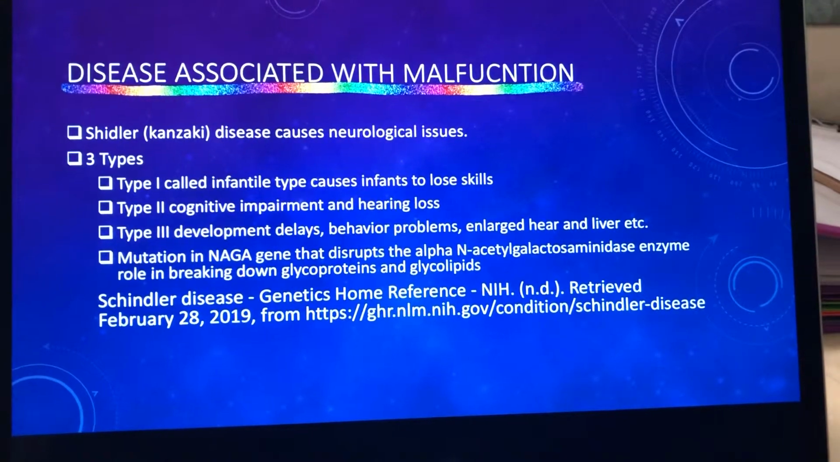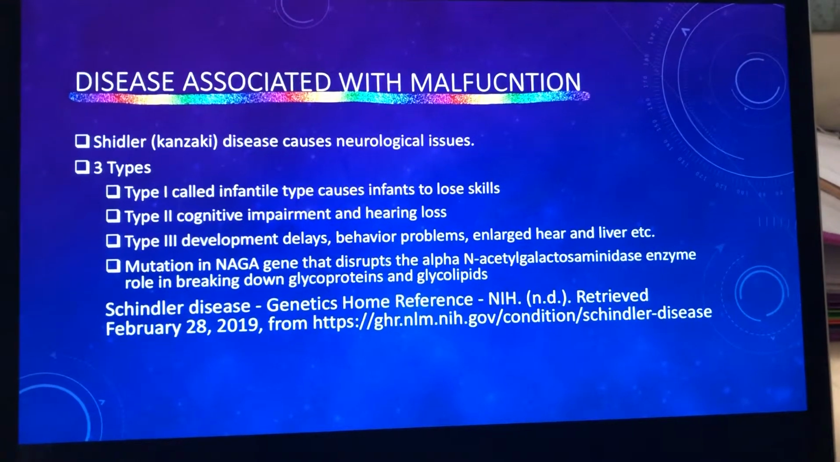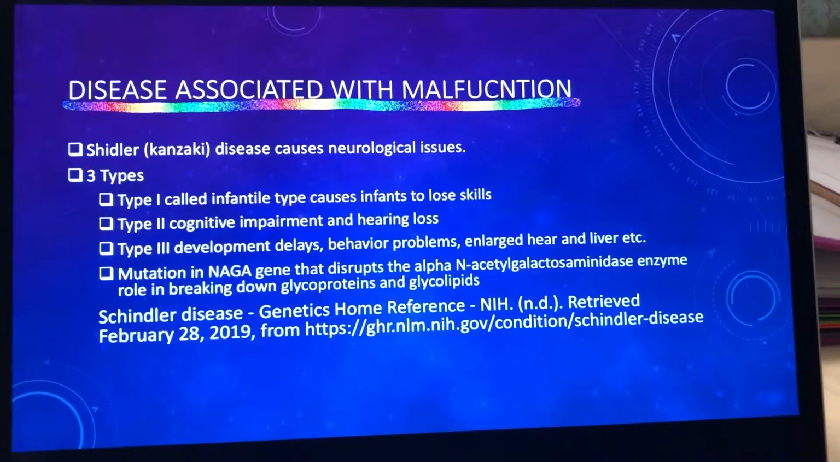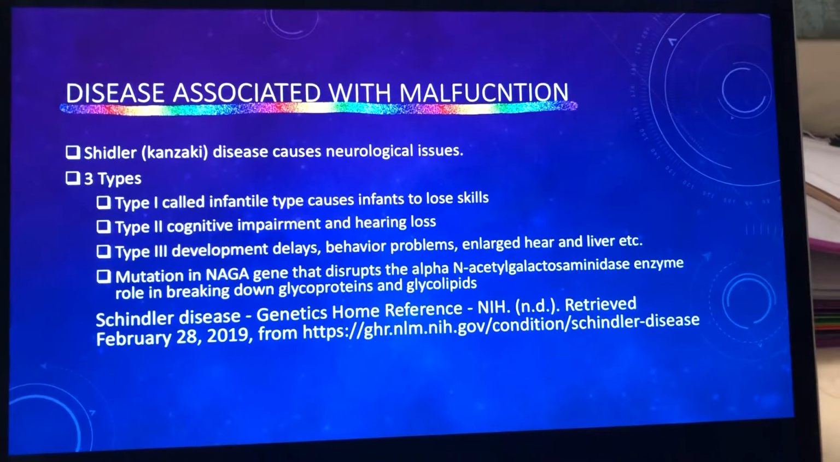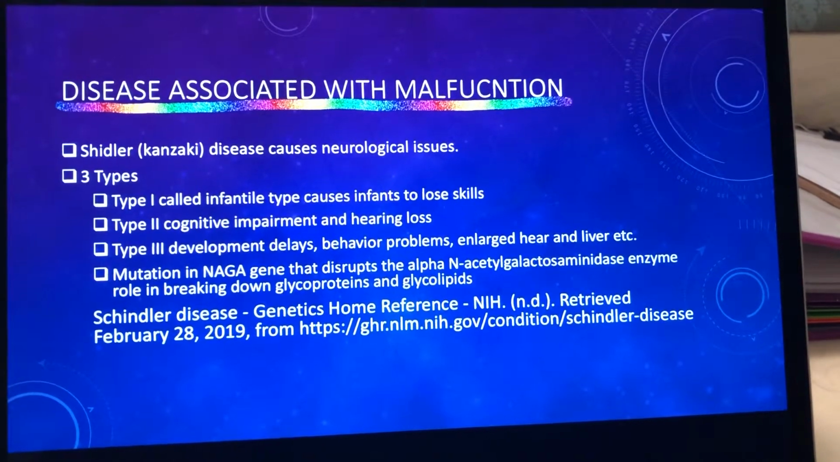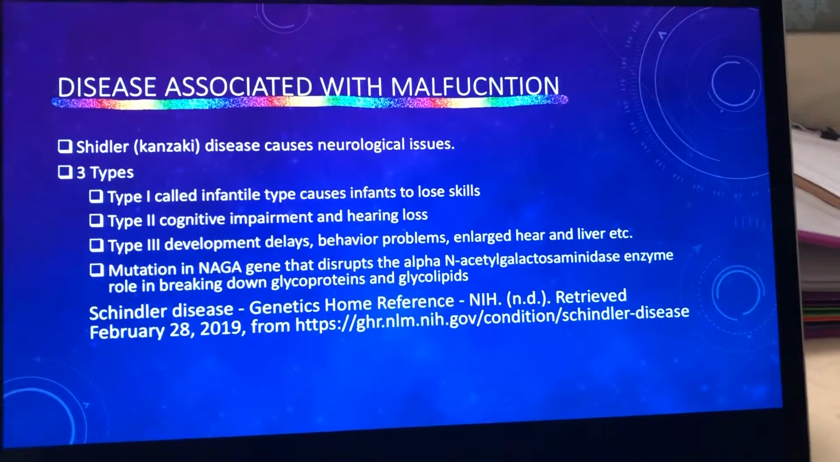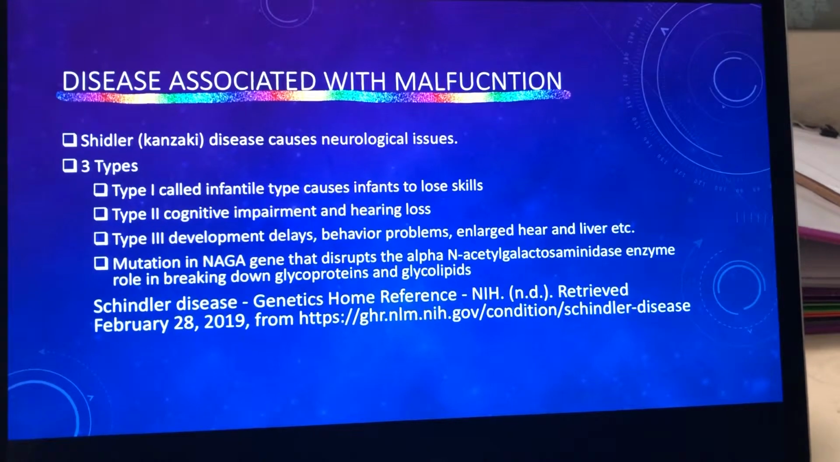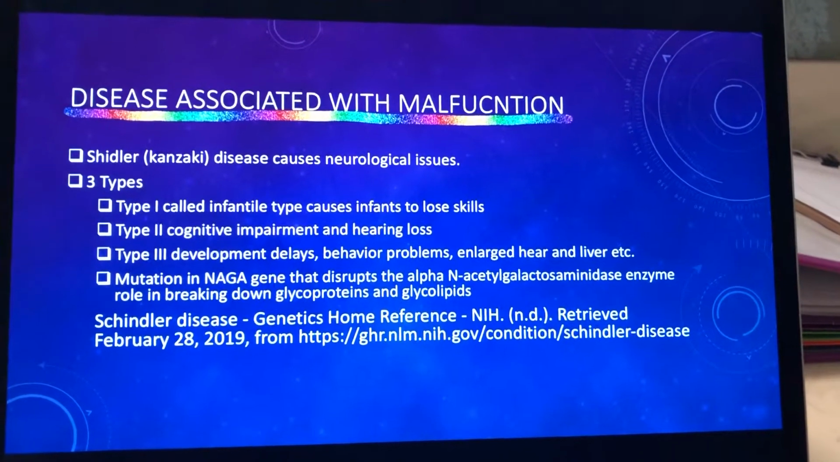So basically there's a mutation in the NAGA gene that disrupts the alpha-N-acetylgalactosaminidase enzyme, which has a role in breaking down glycoproteins and glycolipids.